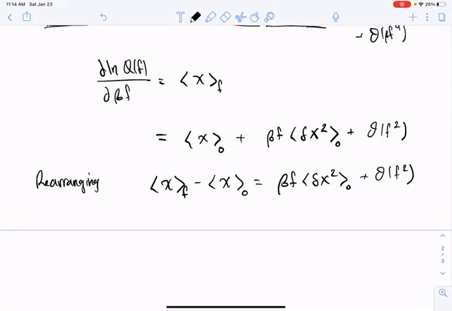So again, the change in the position after I apply a small force is linear in that force with a slope set by beta times the fluctuations of X in the absence of that force. So the fluctuations of X encode the response or the change of the average value of X when I apply a force.